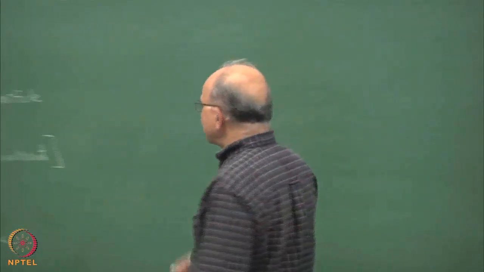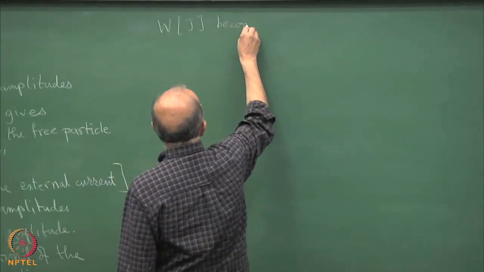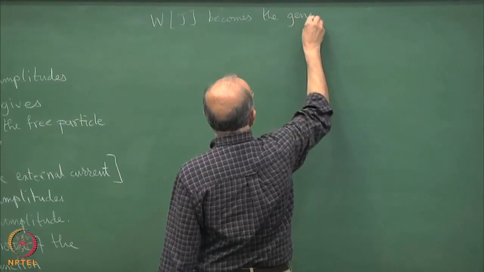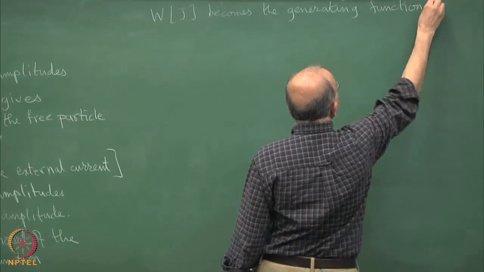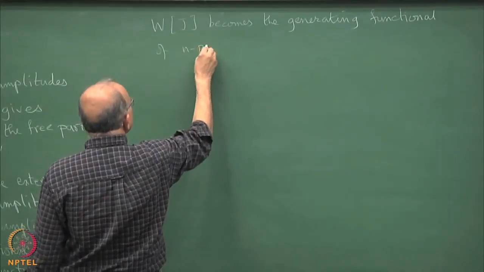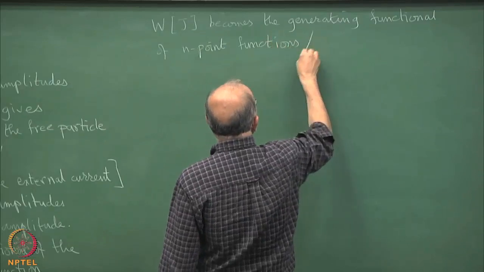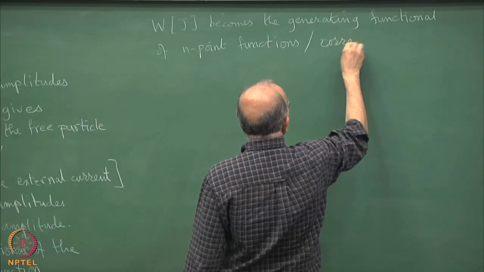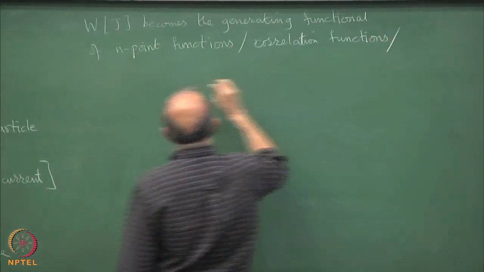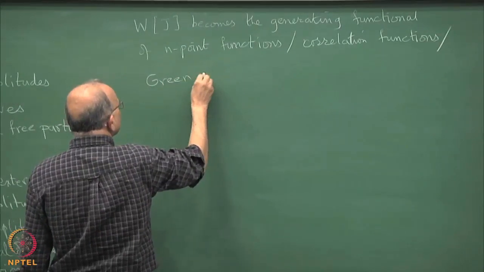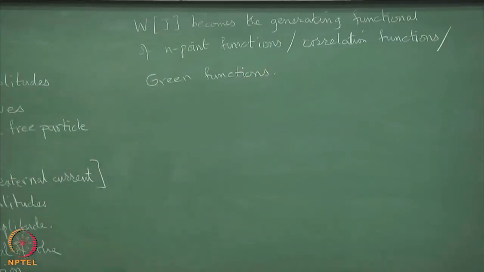and then this W of J becomes the generating function, generating functional of endpoint functions or Green functions. So that is what we have done so far.